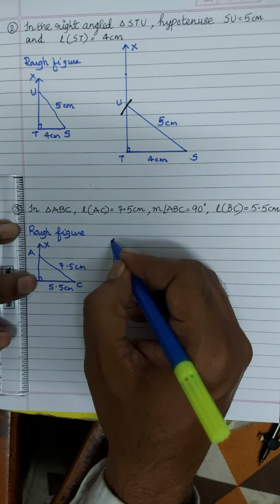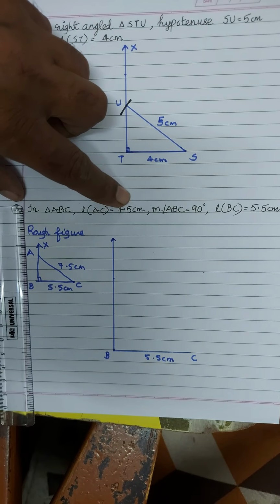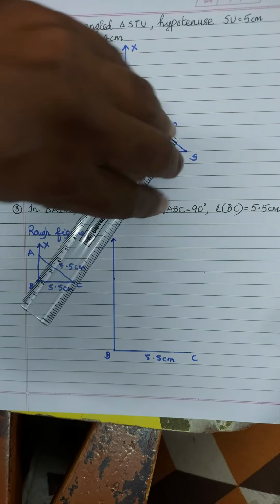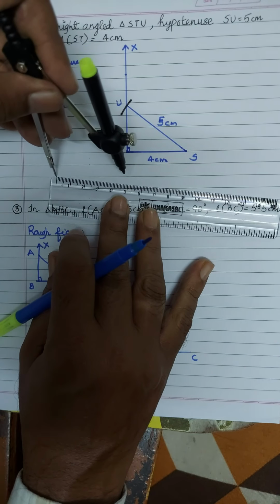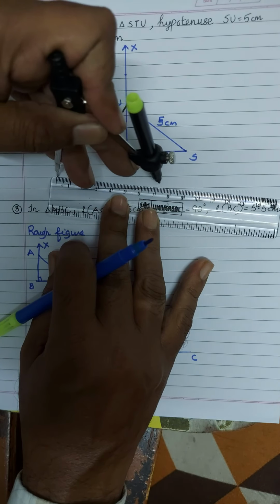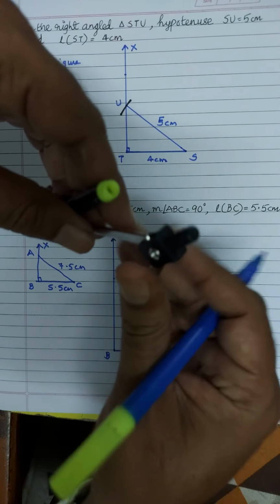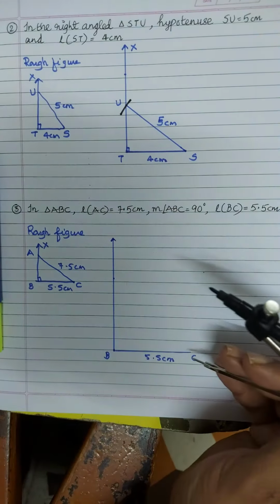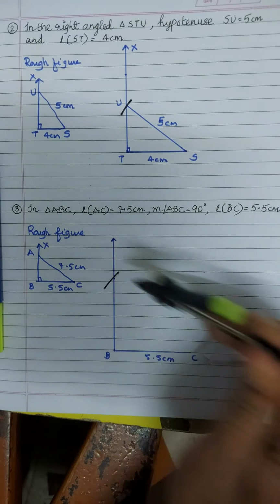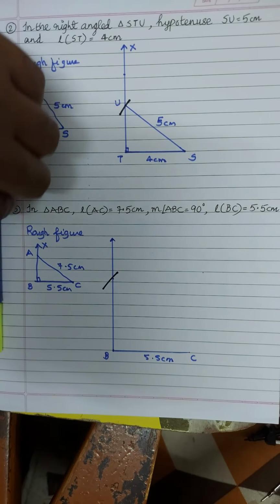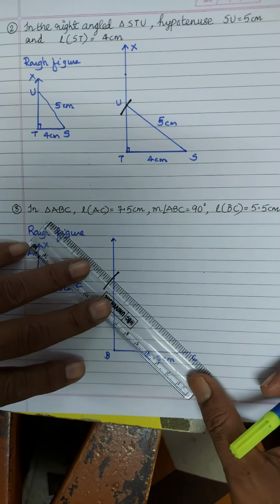Now we have to take AC as 7.5 centimeter. So take 7.5 centimeter here. See, this is 0 and this is exactly 7.5. Putting on the edge of C, taking C as a center and this as radius, put an arc over here. This is the point of intersection, we got it. Now we need to join it for the required triangle.